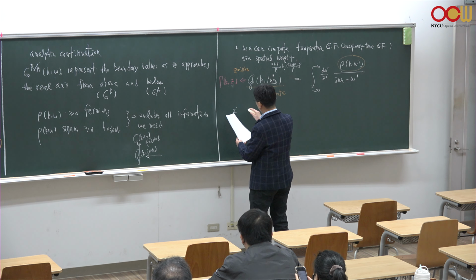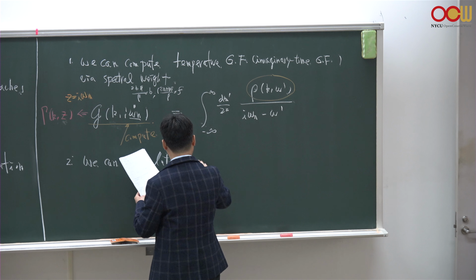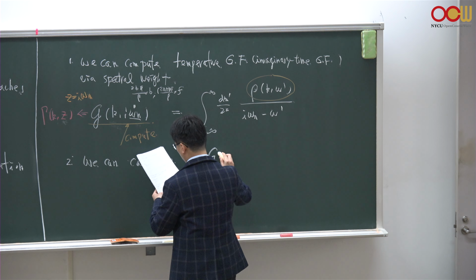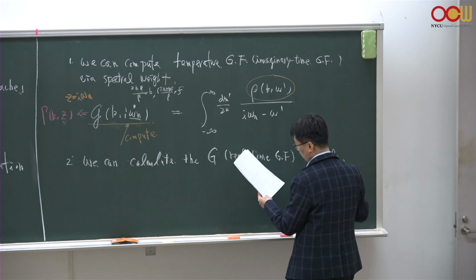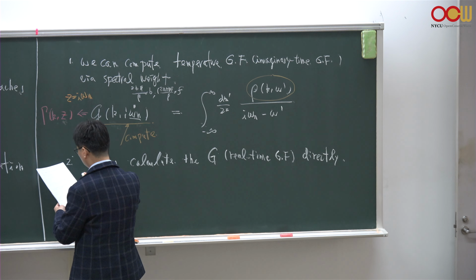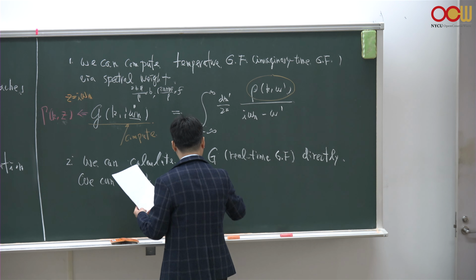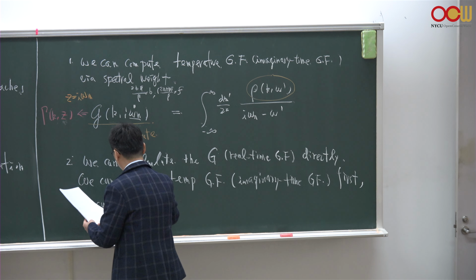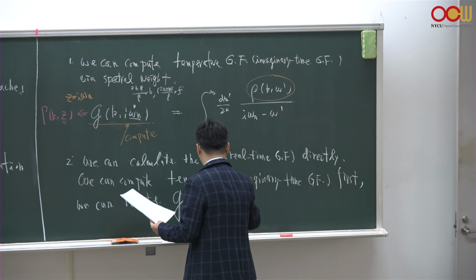You get that? So the next is a remark that we cannot calculate the capital G, the real-time Green's function, directly. We need to go through the detour. We could compute the so-called temperature Green's function, or thermal Green's function, or imaginary time Green's function first, and then we could relate G italic to capital G by analytic continuation.